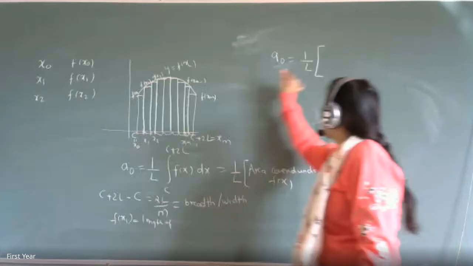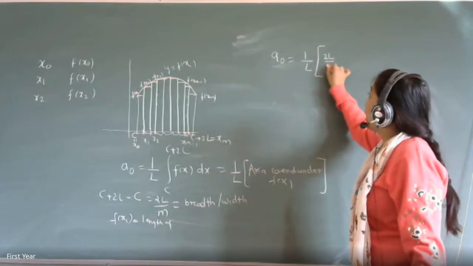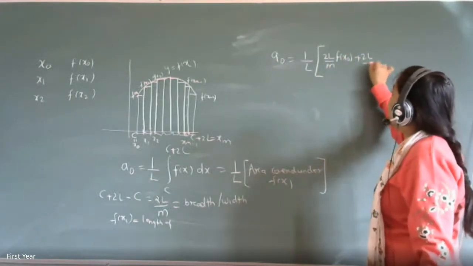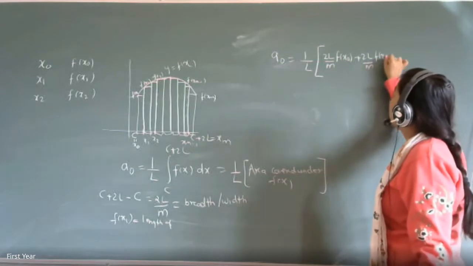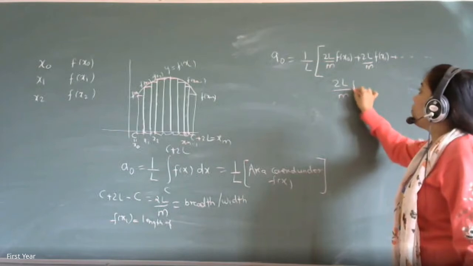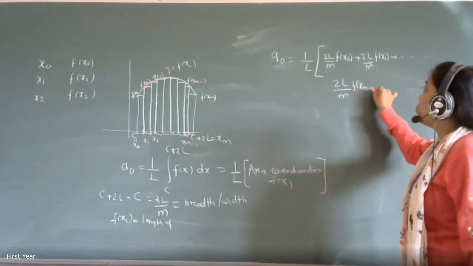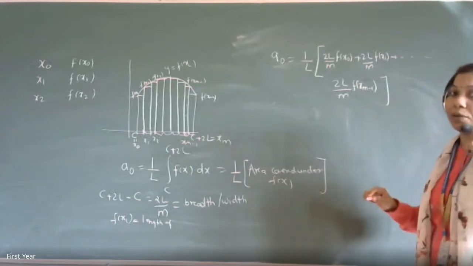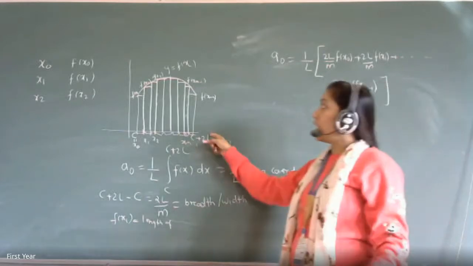So what will be your answer? It will be 2l by m f of x naught plus 2l by m f of x1 plus dot dot dot 2l by m f of x m minus 1. I'm stopping here. Can anybody tell me why I'm not taking the last one?